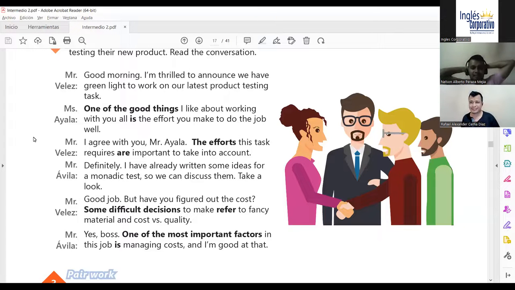Definitely, I have already written some ideas for a monadic task, so we can discuss them. Take a look. Good job, but have you figured out the cost? Some difficult decisions to make refer to fancy material and cost versus quality.